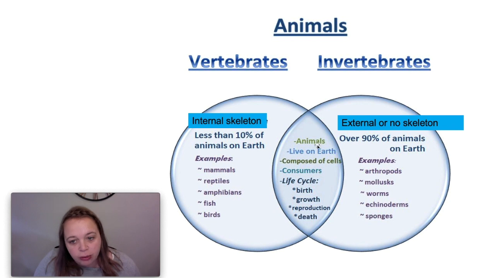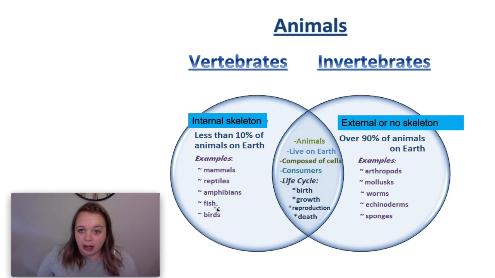So these are all the features that we've talked about to do with animals so far. They live on Earth, they're composed of cells, they have a nucleus, that's not written there. They are consumers, or the word that we've used is they are heterotrophs. They have a particular life cycle with birth, growth, reproduction, and then they die. But we're going to focus mostly on these guys, the vertebrates. But you can see that actually this is less than 10% of all the animals on Earth. Most of them are actually invertebrates, and I'll come back to them a little bit at the end. But in particular, we're going to focus on these five vertebrate groups.